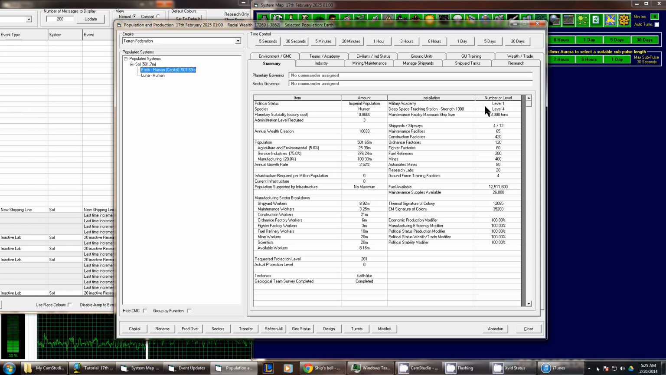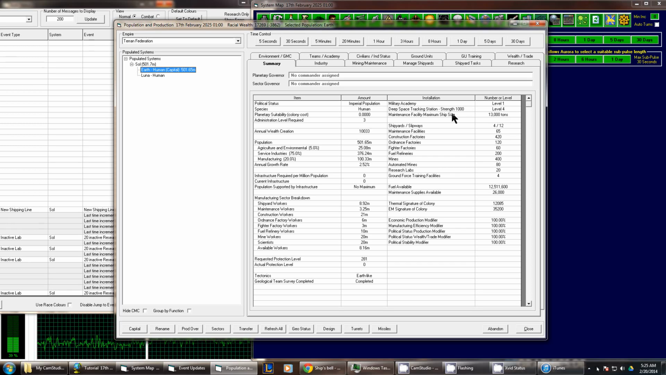Deep space tracking station level 4 means you have 4 deep space tracking stations. You can of course build more. The strength is 1,000, which means for each level it's going to be 250. So if I built a 5th one, I'm getting 250 because it's 1,000 divided by 4. So the marginal strength is going to be 250.